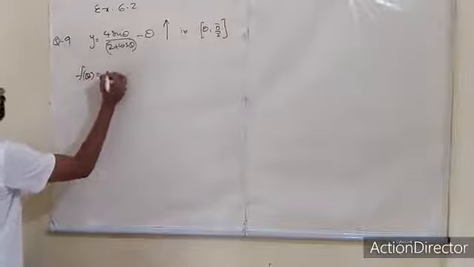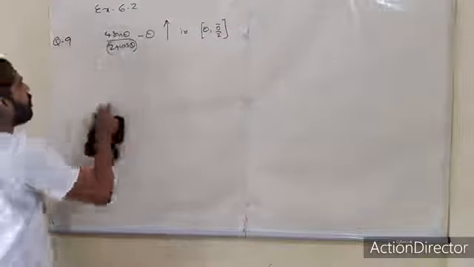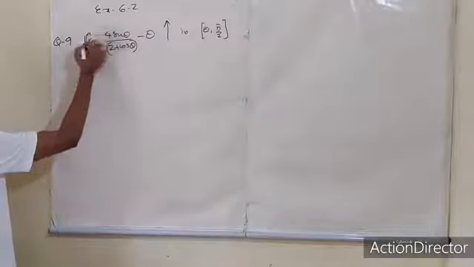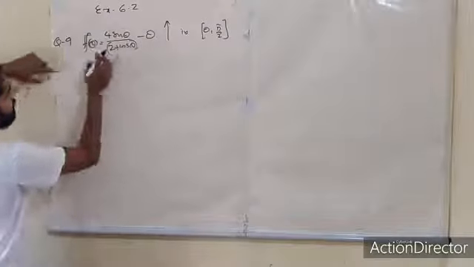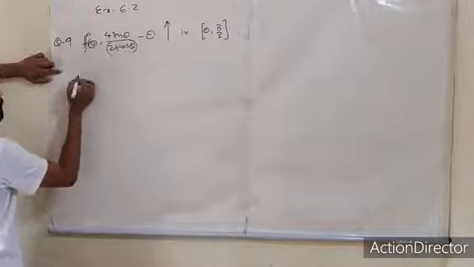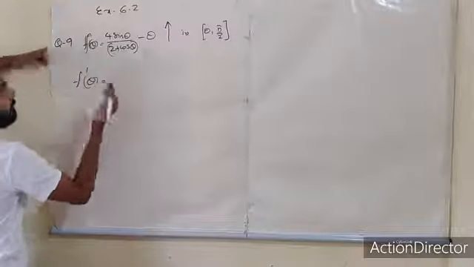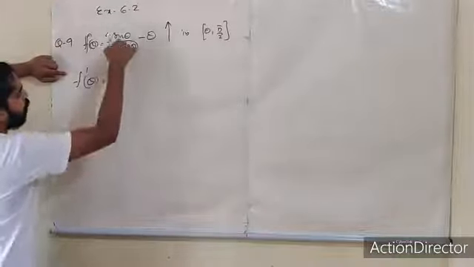F of theta is equal to 4 sin theta. Instead of y, we can write f of theta; both are the same. So f of theta is equal to 4 sin theta by (2 + cos theta) minus theta. So let us differentiate this function with respect to theta. Instead of x, here we have theta, that's the difference. Okay, so for f dash of theta, we have to use the quotient rule here.